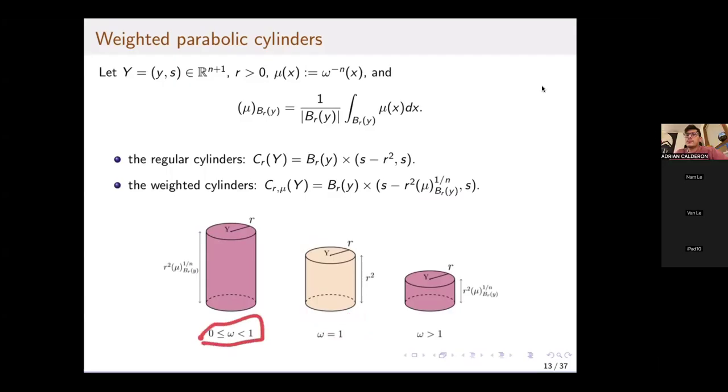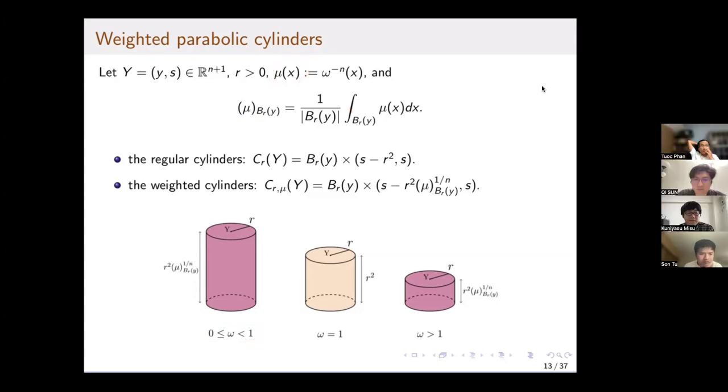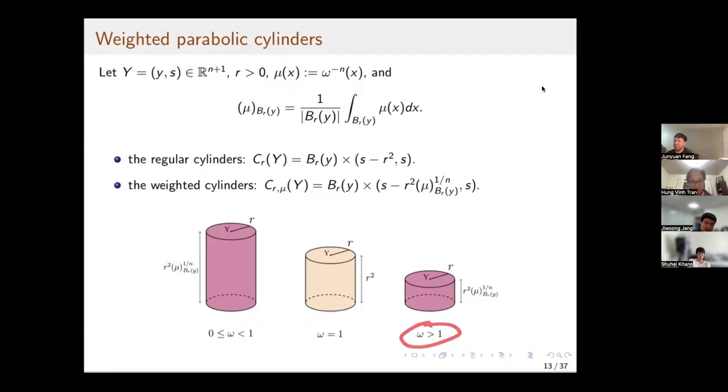Here, if omega is less than 1, this mu will be bigger than 1. Then the average will be bigger than 1, so it's taller than the regular. The same idea: if omega is bigger than 1, that means the heat diffusion is more active. In order to achieve the same temperature increment or decrement, you may need less time. So if omega is bigger than 1, this term will be less than 1. And the power of n, I will introduce later. This is for some technical reasons.